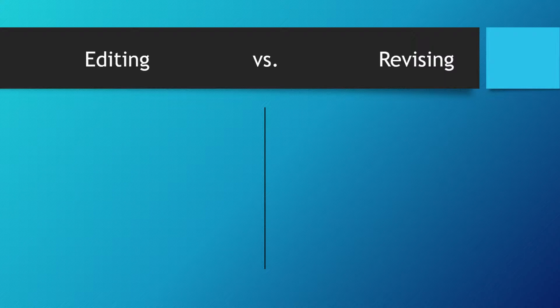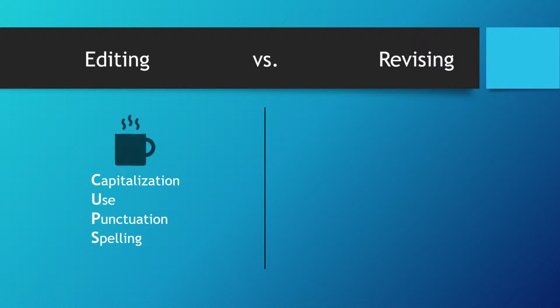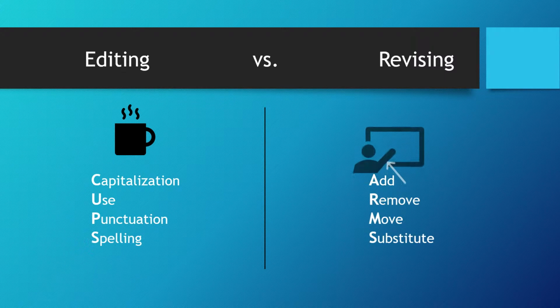There are a lot of things you have to think about when making corrections or editing, such as capitalization, usage, punctuation, spelling, etc. You can remember this by using the acronym CUPS. When revising, you have more freedom to change your written work. However, you can change it however you like. This can be adding things, removing them, moving them to a different section, or substituting different words or phrases. You can remember this by using the acronym ARMS. We will go into more detail for each of these throughout the PowerPoint.